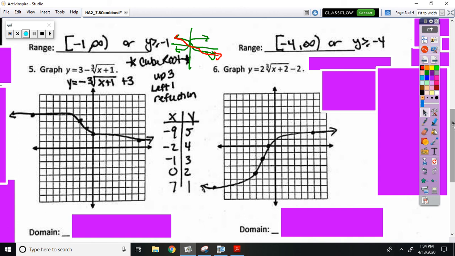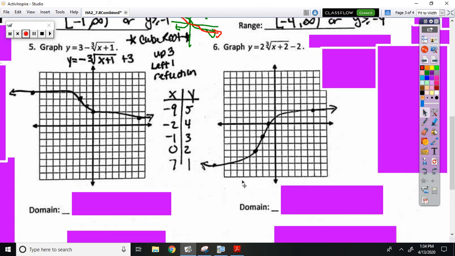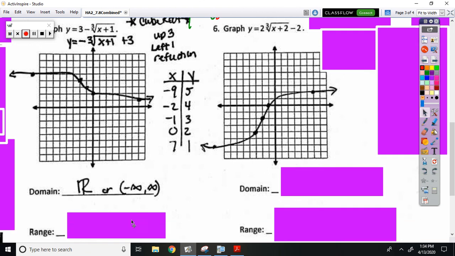The domain and range are everyone's favorite for cube roots because it goes left forever and it goes right forever. So the domain is all real numbers, or negative infinity to positive infinity. The range, it goes down forever and it goes up forever. So that's also all real numbers, or negative infinity to positive infinity.